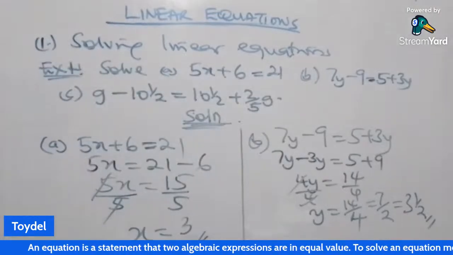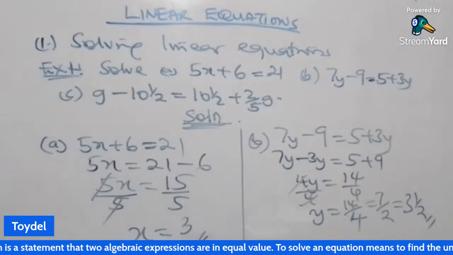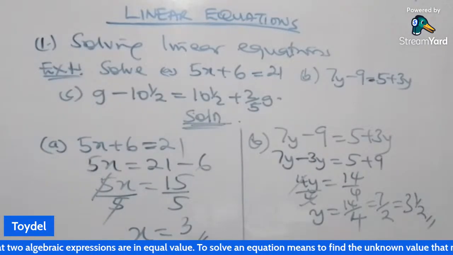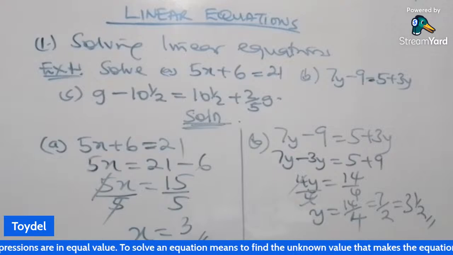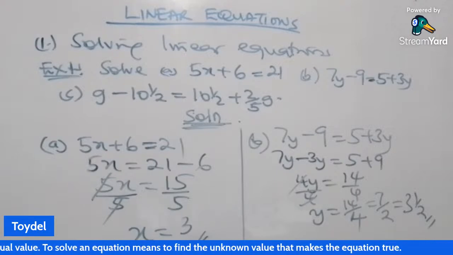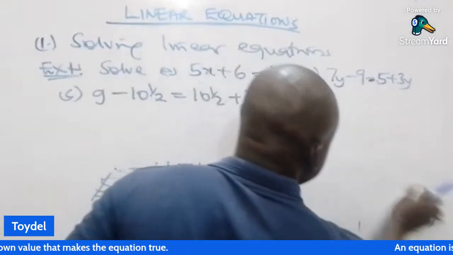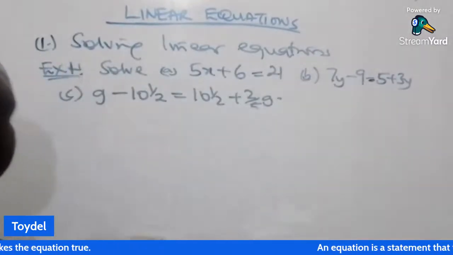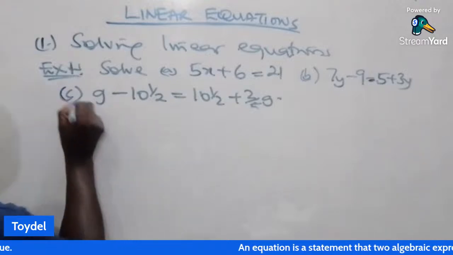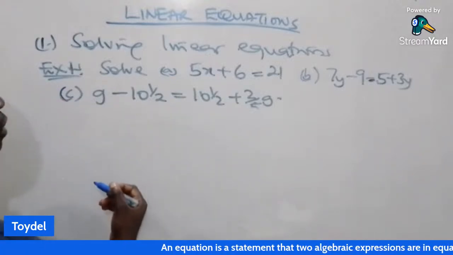That will be the value of y. So we have been able to get the value of x and y. So we go ahead and solve the third one. The third example. Let's look at the third example. So we'll go ahead and solve the third example, C, as we have it on the board. We collect the like terms.